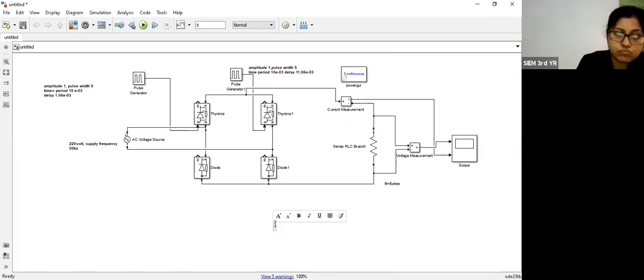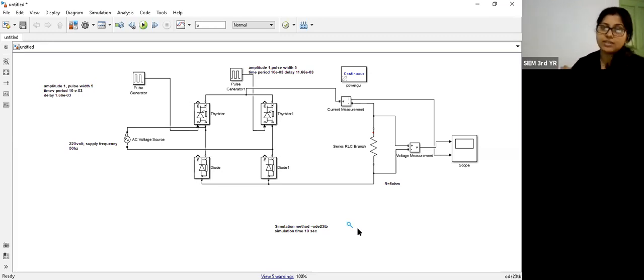Simulation method we choose, that is ODE 23 TB, trapezoidal method. Okay. And simulation time, that is 10 seconds. Okay. So simulation method is trapezoidal method, and that is ODE 23 TB.